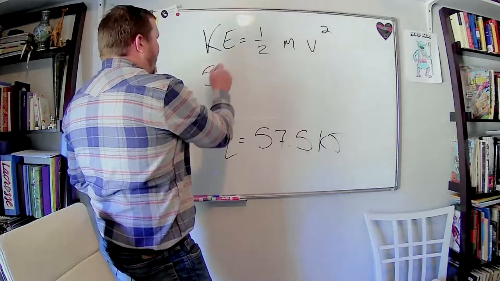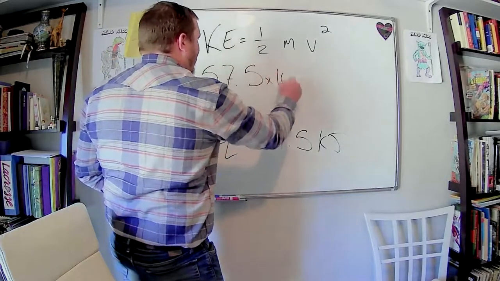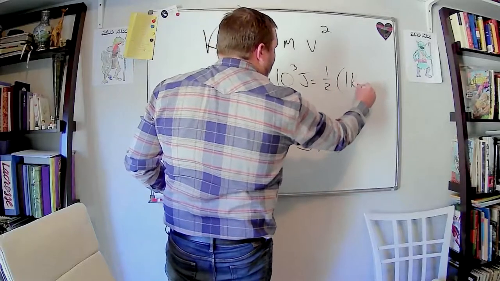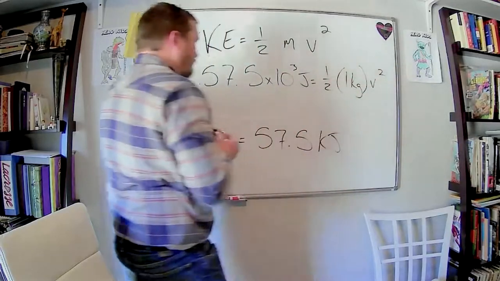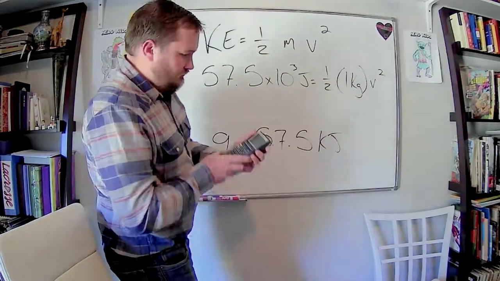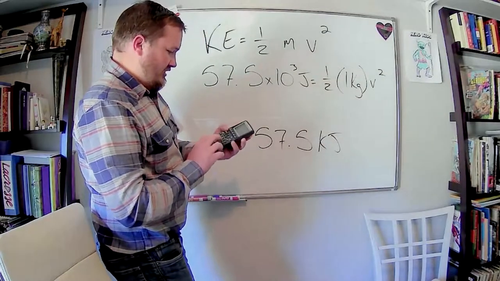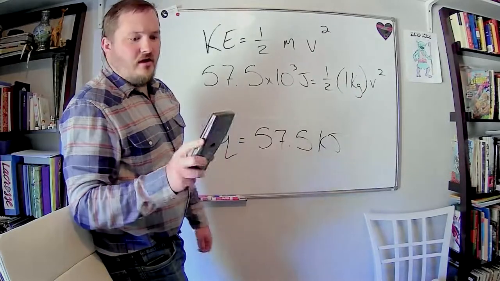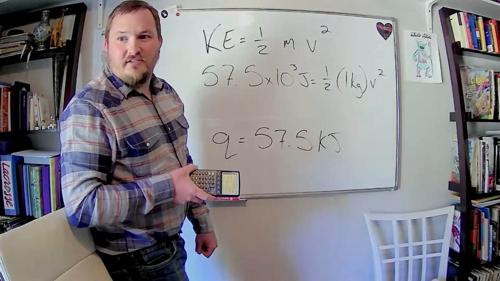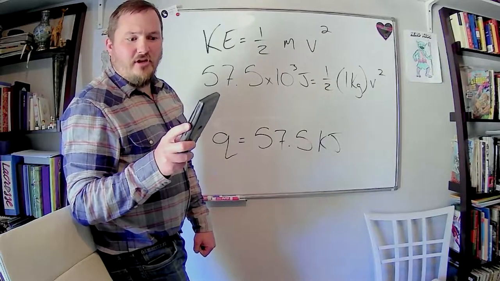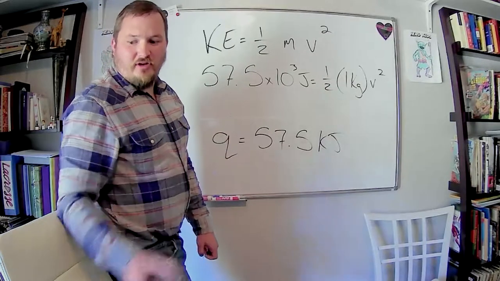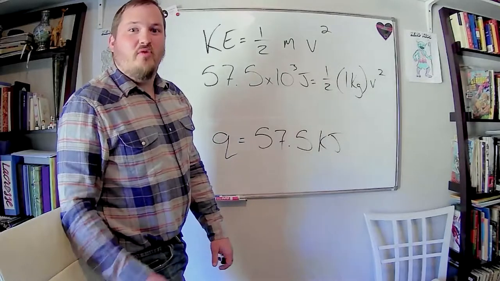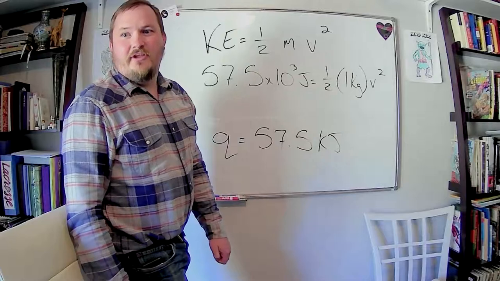So 57.5 times 10 to the 3 joules equals 1/2 times 1 kilogram times velocity squared. So times 2, take the square root of that. We get that your hand would need to be moving roughly 300 meters per second. 339 meters per second, according to this calculation. Let's just call it 300 meters per second. In other words, your hand would need to be moving roughly the speed of sound in order to do this.